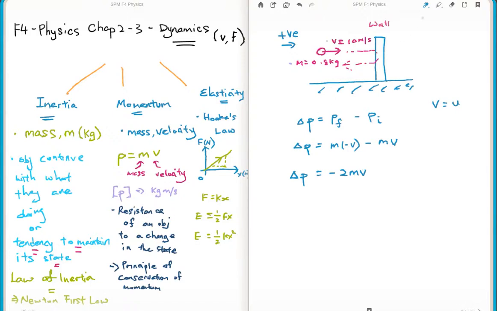Now if I were to use numbers, it's so much easier. What's the initial momentum P when striking the wall? The mass is 0.8 and the velocity is 10, in kg meter per second. Numbers without units are meaningless. So you know it's 8 kg meter per second of momentum.